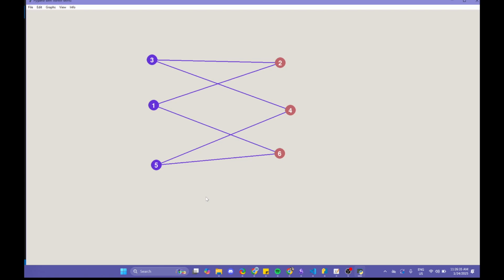So 1 is not connected to 4. It's not a complete graph, but it is a complete bipartite graph, right? Which means that every possible edge between the 2 sets is there. If I connected 1 to 4, it's not bipartite. Why isn't it bipartite if you connect 1 to 4? Oh yeah, you're right. That's right. I was counting it wrong.